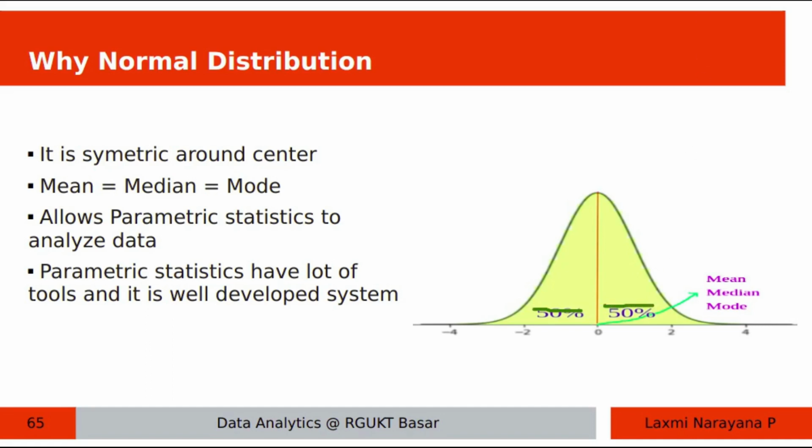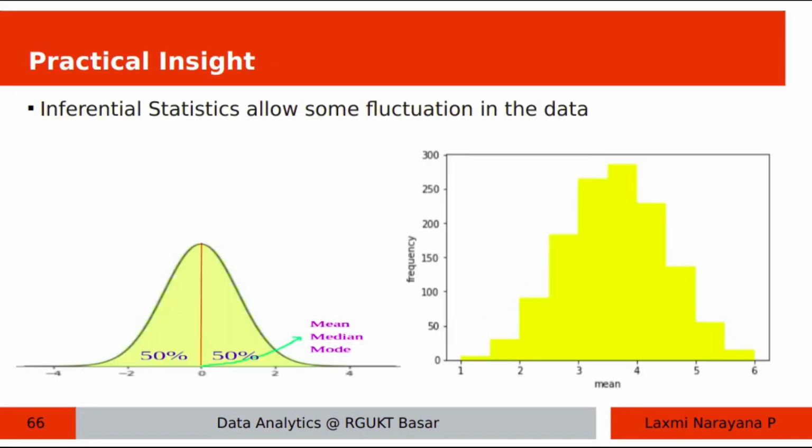Having normal distribution of dataset usually allows the usage of parametric tests to analyze the data. If data is normally distributed, parametric statistics possible. Parametric statistics have lots of tools and it is well developed system. But if you take the real world data, it will not be perfectly normally distributed. Still, inferential statistics is powerful enough to allow for some fluctuation within the data.